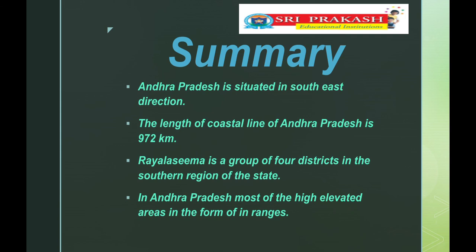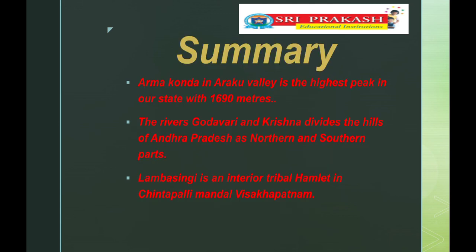The summary: Andhra Pradesh is situated in the southeast direction. The length of the coastline of Andhra Pradesh is 972 kilometers. Rayalaseema is a group of 4 districts in the south region of the state. Armakonda in Araku Valley is the highest peak in our state with 1690 meters. The rivers Godavari and Krishna divide the hills of Andhra Pradesh into northern and southern parts. Lambasingi is an interior tribal hamlet in Chintapalli Mandal, Visakhapatnam district.